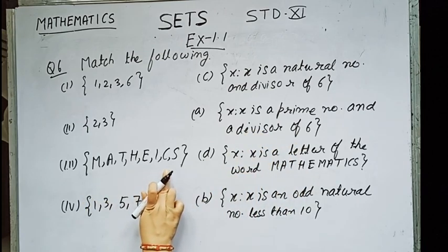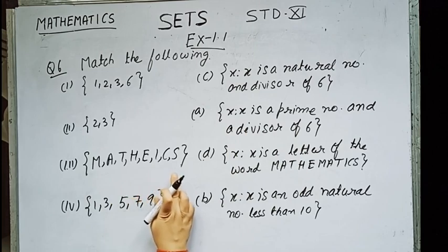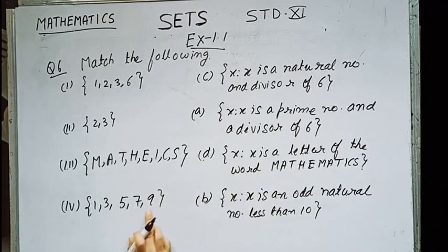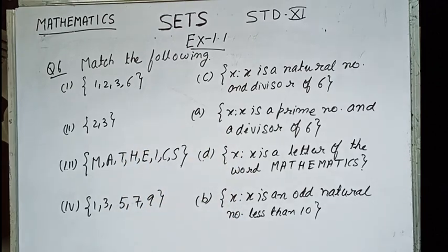Now over here, these letters M, A, T, H, E, I, C, S, this is the letters of the word mathematics, and 1, 3, 5, 7, 9 are the odd natural numbers less than 10. So you can write as such, or you can copy the question and match in the form of lines.